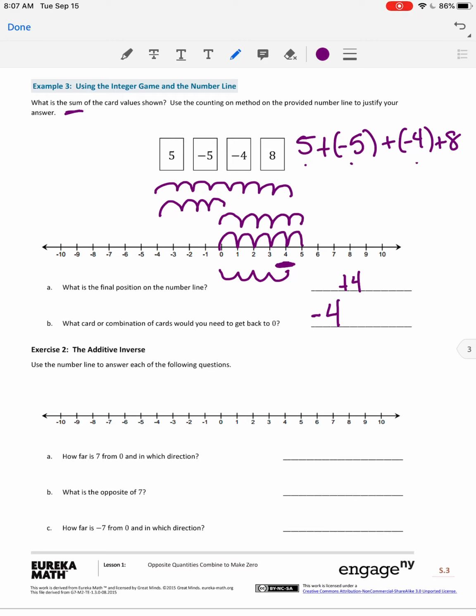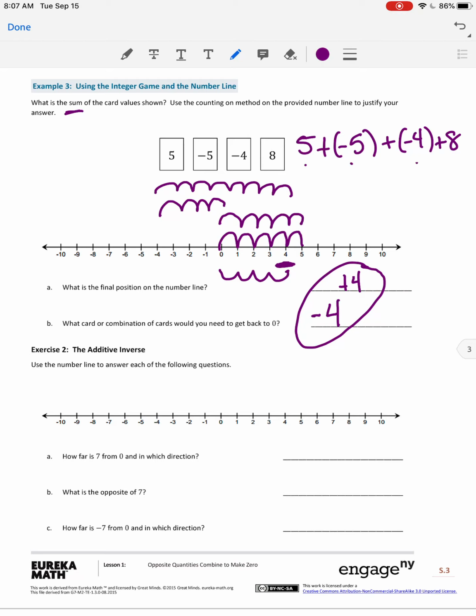All right, now you're going to have a second to think about the number line below and using something called the additive inverse. The additive inverse is the idea that when you combine a positive and negative number with the same absolute value, you will always get 0. So let's take a look at this.